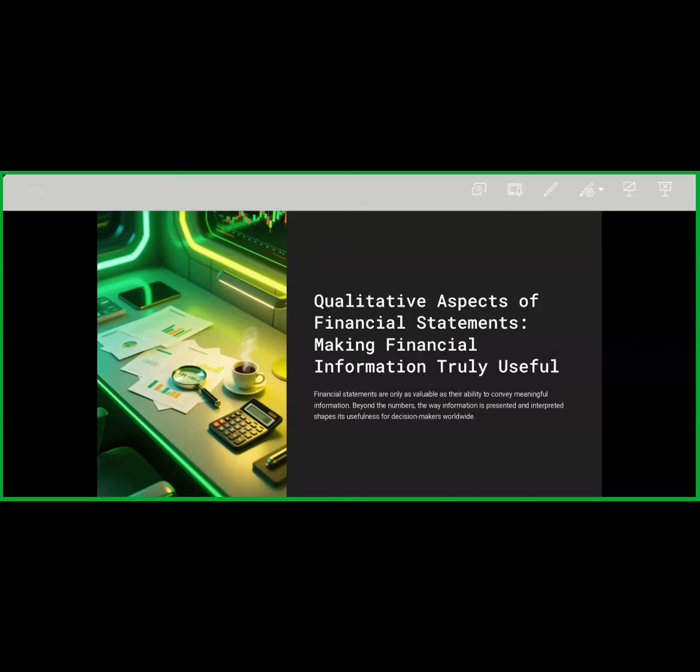So the financial statements must be a foolproof or authentic document. They should not include any misinformation or misleading statistics in the financial statements. So what qualities any financial document requires, that we are going to discuss in this session.